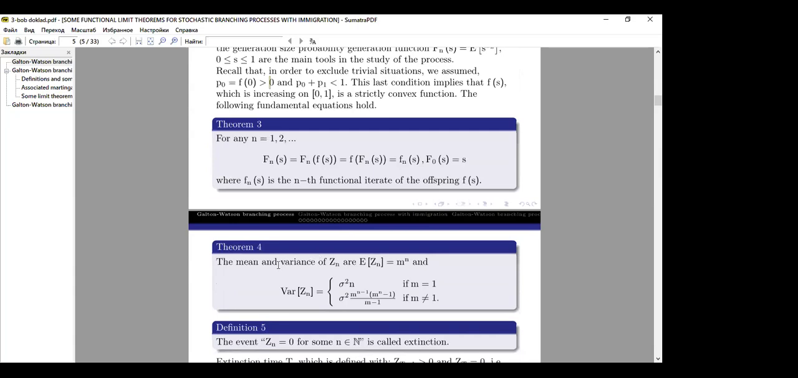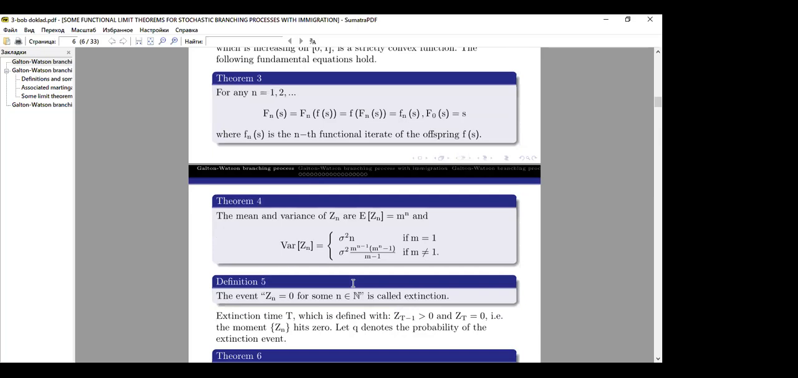This theorem says something about the mean and variance of Zn. It's a very simple equality that shows that the expectation of the branching process, the Galton-Watson process, is equal to m^n, and the variance is calculated as follows. And the following definition.